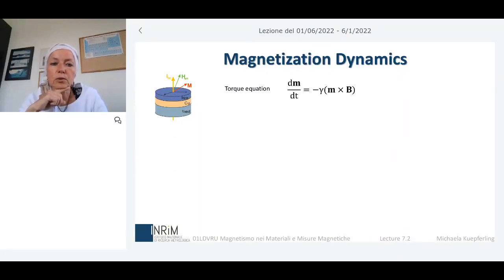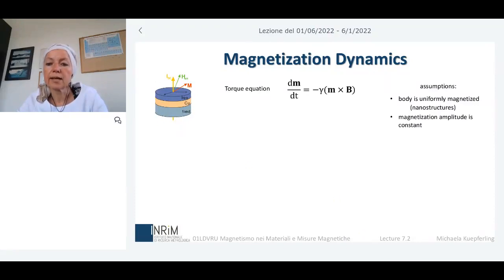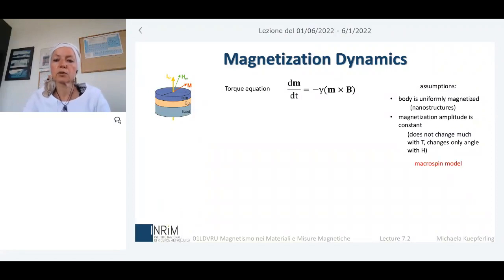So let's take a closer look at what happens exactly. We can describe everything again with the torque equation. If you remember the torque equation from the first lectures, it describes the magnetization dynamics of a magnetic moment. In this case, we assume that our body, which is a nanostructure, is uniformly magnetized, and its magnetization amplitude is constant, and we speak about a so-called macro spin model because the whole structure behaves as if it were only a magnetic moment.